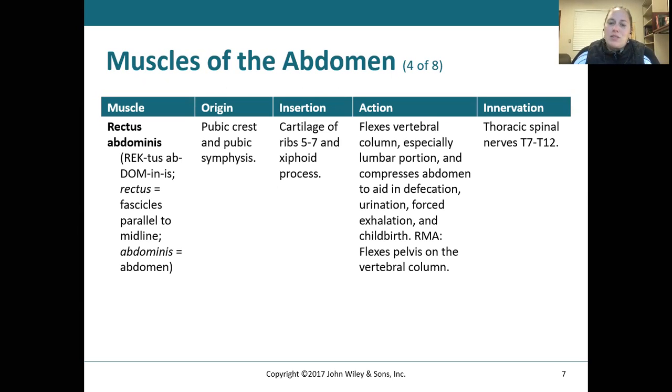It also flexes the pelvis on the vertebral column. In terms of its innervation, it's getting its nerves extending out from the spinal column from the thoracic spinal nerves T7 through T12. So rectus abdominis, do you need to know that muscle? You need to know the origin, insertion, action, or innervation?